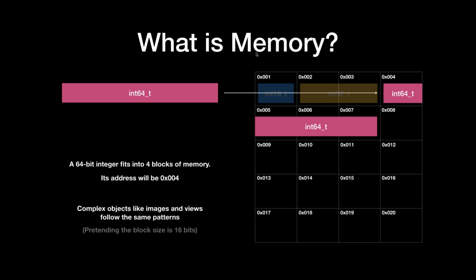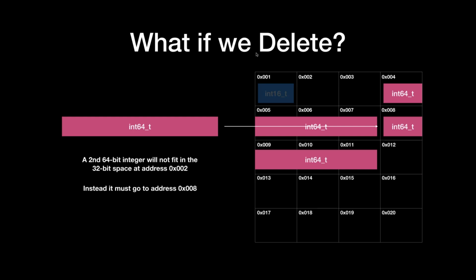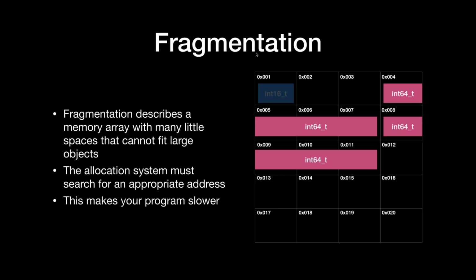So far, this is pretty straightforward. We're just going to keep filling this grid in. But what happens if we need to delete something? So let's delete that 32-bit integer that we added. Well, we can't move the long at address 4 because other parts of our program are referencing it. So we kind of are left with this gap in memory that we can't really use right now. And in fact, if we go and allocate another long, we have to put it at address 8 because it doesn't fit at address 2. We sort of have this hole in memory that we're just never going to be able to fill unless we allocate a smaller object again. So we call that problem fragmentation.